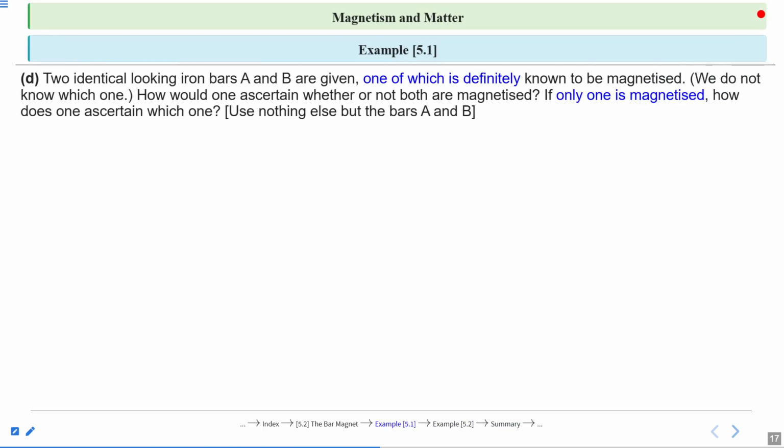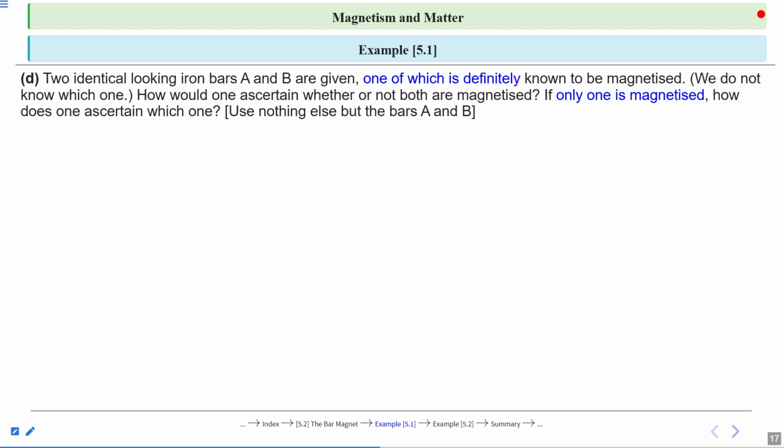So, D part. Two identical looking iron bars A and B are given, one of which is definitely known to be magnetized. We do not know which one. It is not definite whether the other is magnetized or not. It can happen that both are magnetized, or only one is magnetized. But we know that one is definitely magnetized. We don't know about the other.